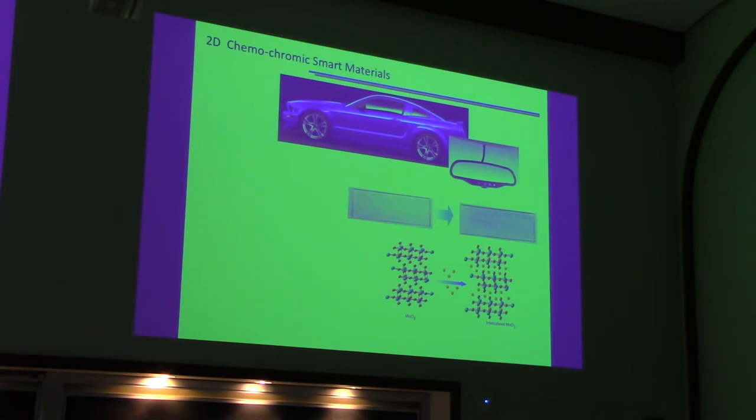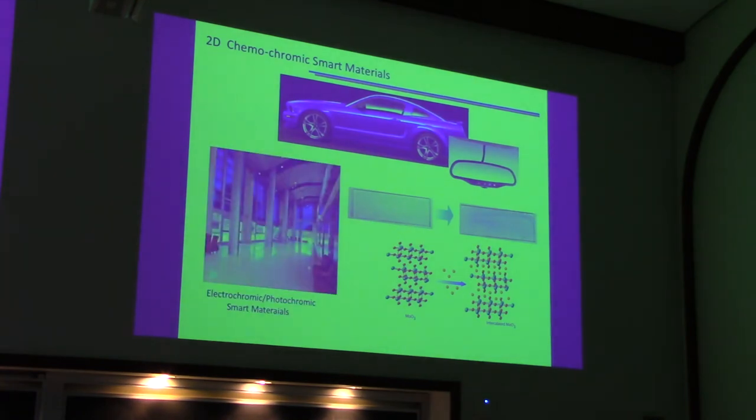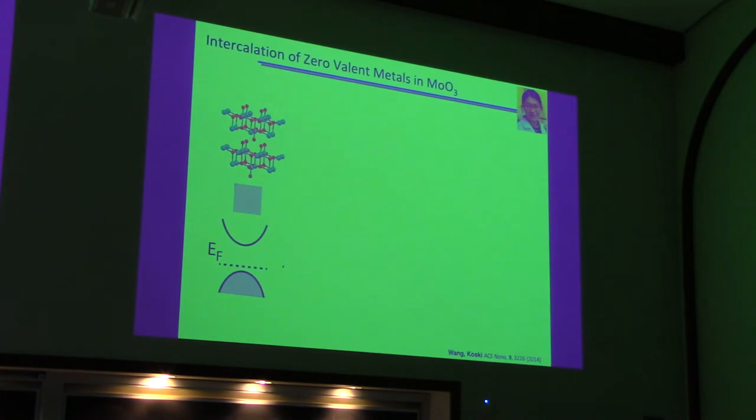So, when I started this faculty position, I was told, you can fix any problem in the world that you have, anything, you can fix it. So I told my grad student, let's fix this problem. Clearly it has more impact than just fixing my own car. You can imagine you can make electrochromic and photochromic materials, smart materials, by intercalating zero valent metals. And so we did it.